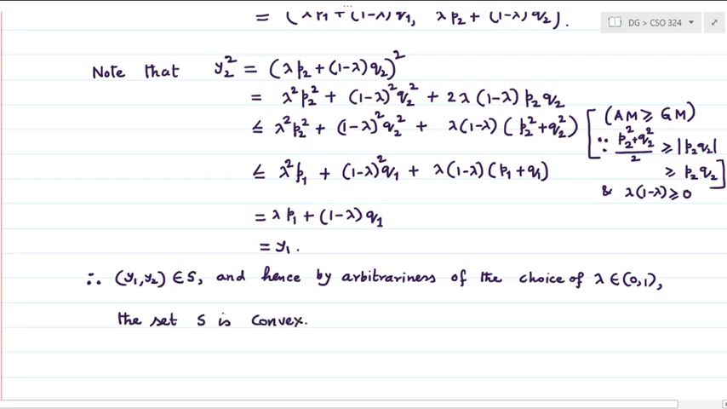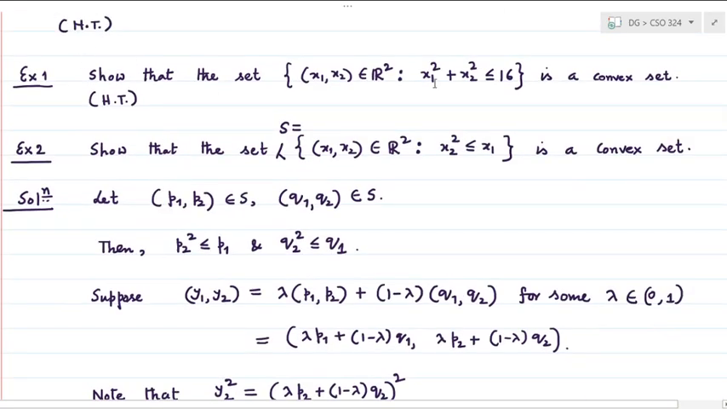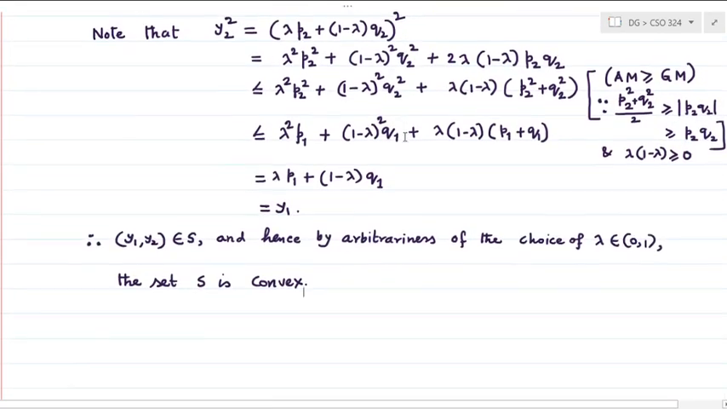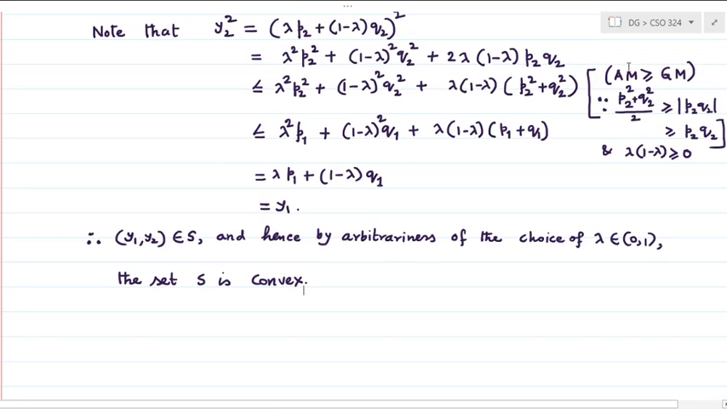In a similar manner, you can prove that for example 1, this set is a convex set. You just have to apply a similar inequality like AM greater than or equal to GM. Now next we will consider discussing the concepts of extreme point, convex hull, convex polyhedron, and simplex.